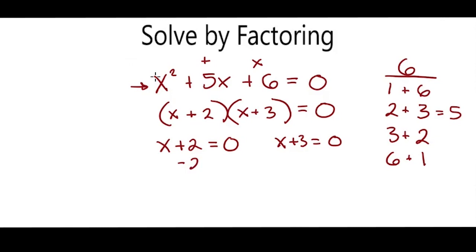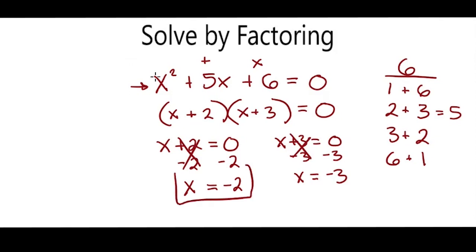So now I will subtract 2 on both sides here. These cancel. I'm left with x equals negative 2. Now I will subtract 3 on both sides. So x equals negative 3. So my answers are negative 2 and negative 3. And that is how you solve equations by factoring.